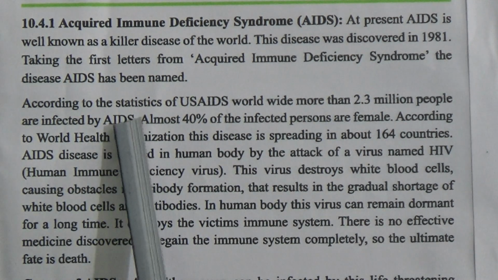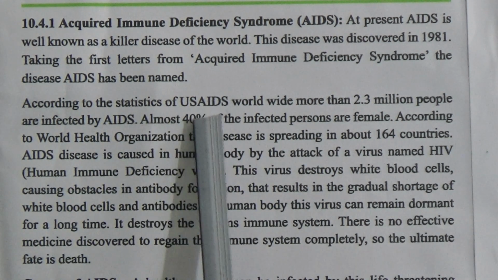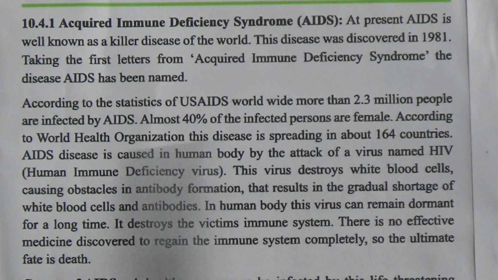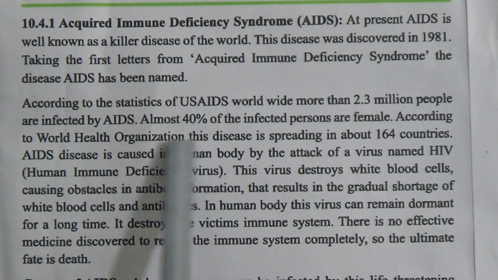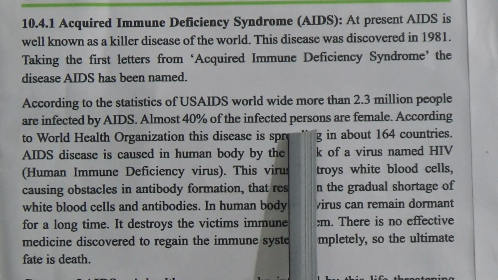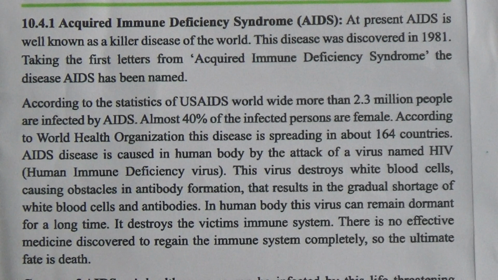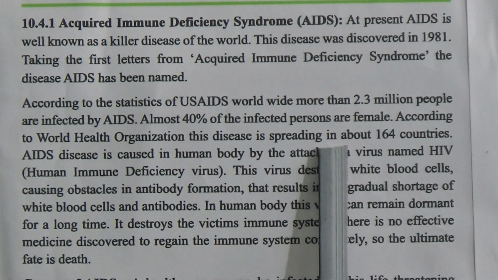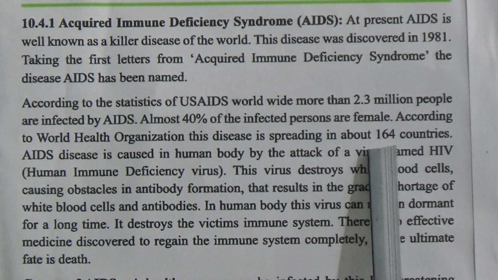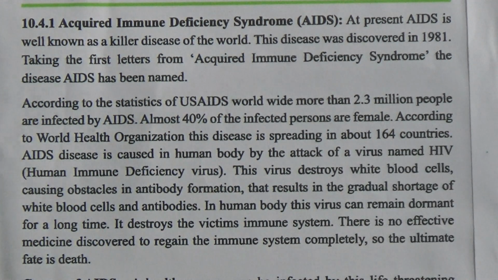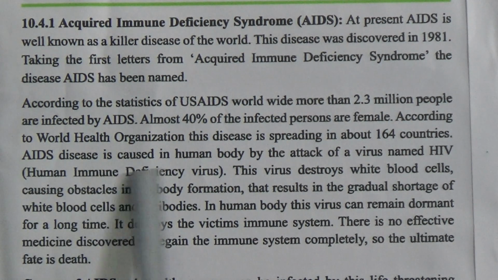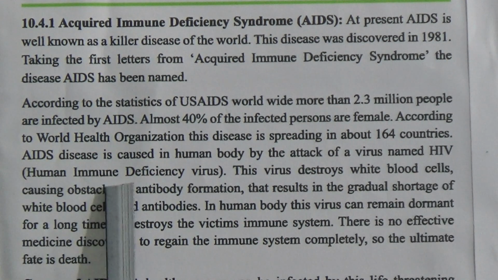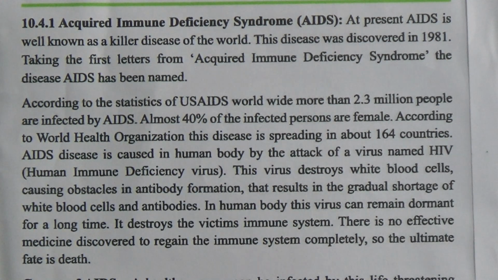According to the statistics of USAID's worldwide, more than 2.3 million people are infected by AIDS. Almost 40% of infected persons are female. According to the World Health Organization, this disease is spreading in about 164 countries. AIDS disease is caused in human body by attack of a virus named HIV, human immune deficiency virus.